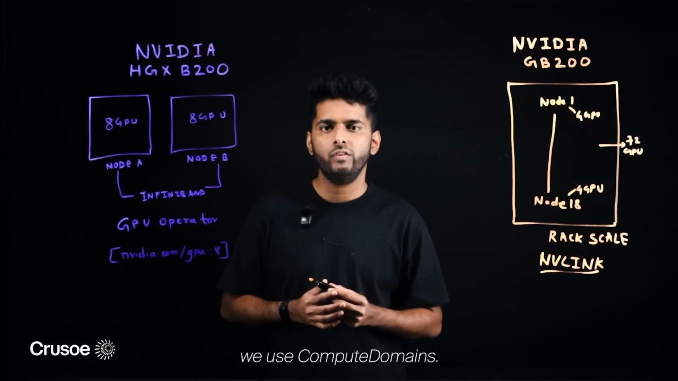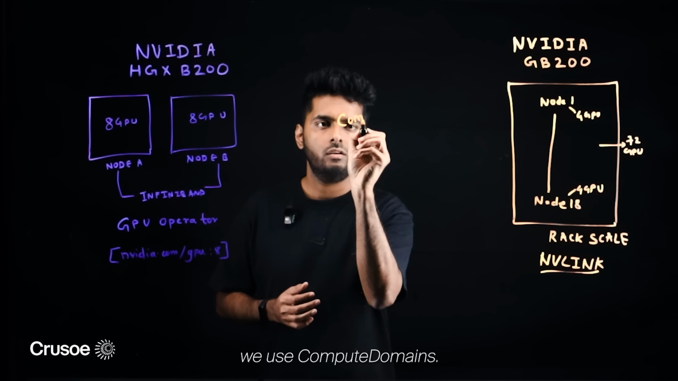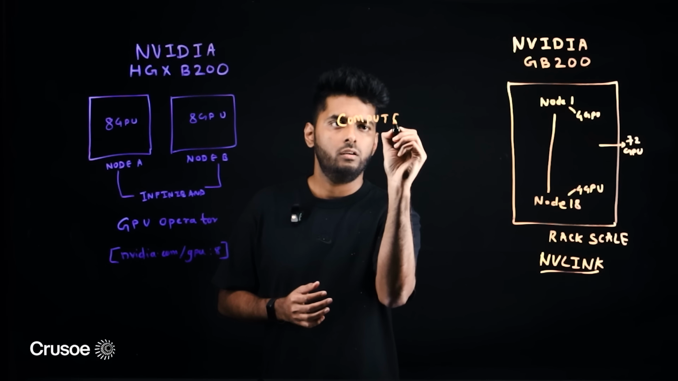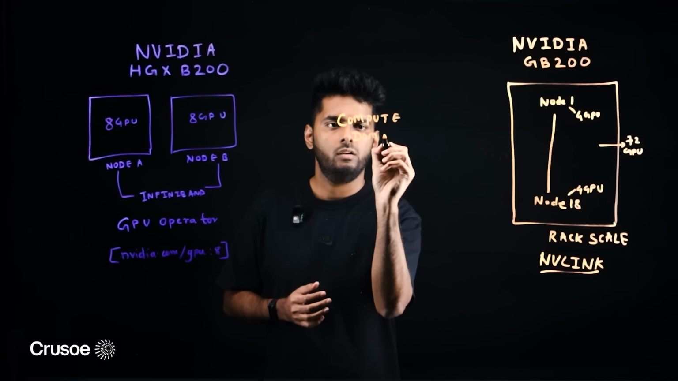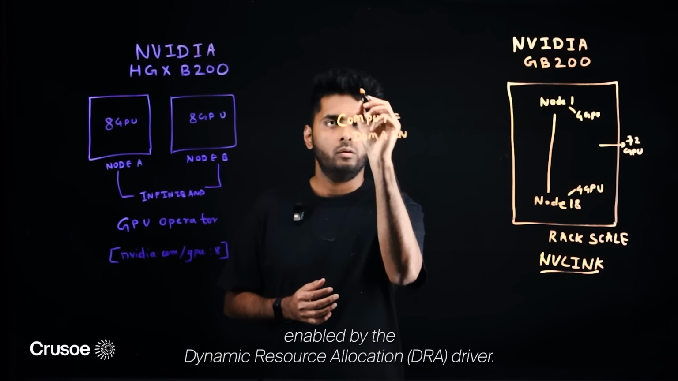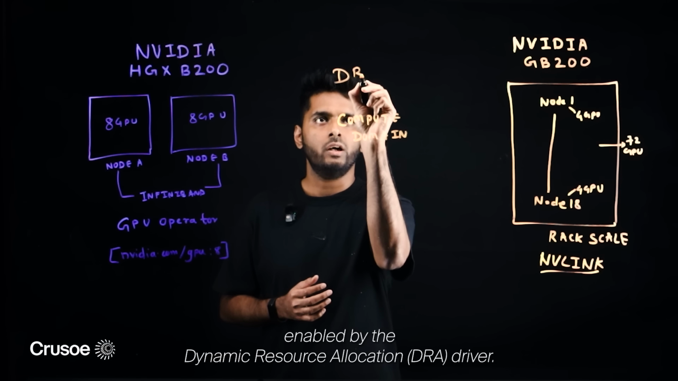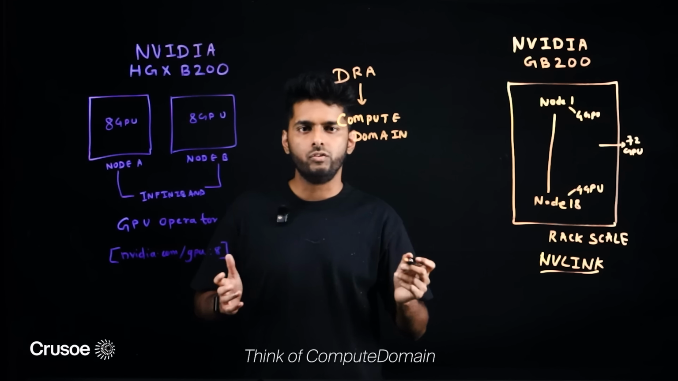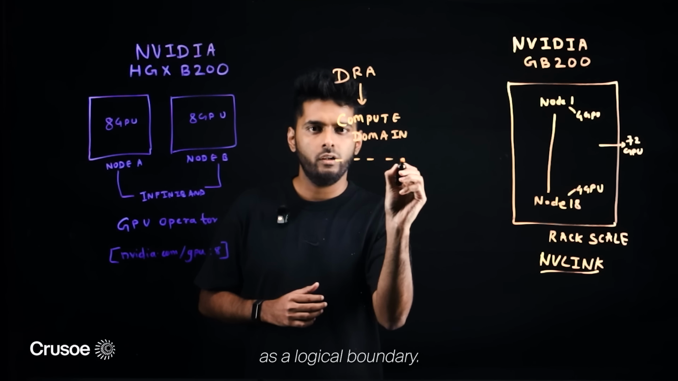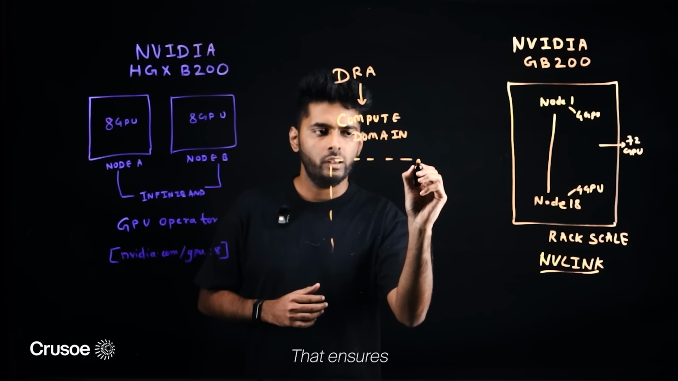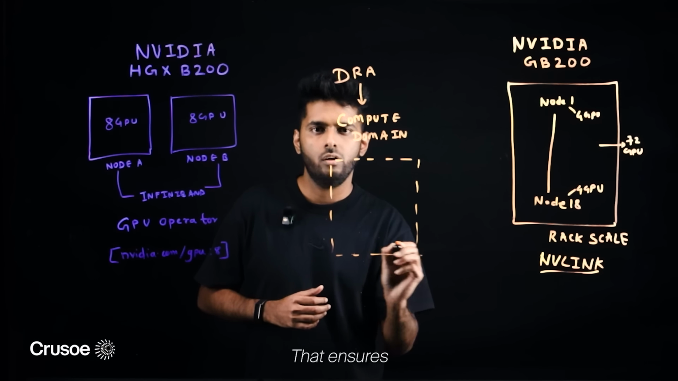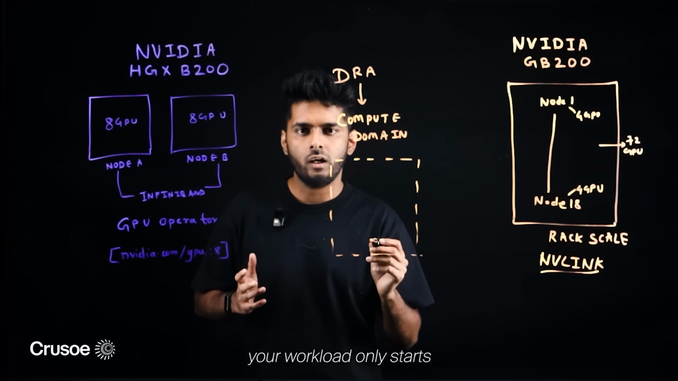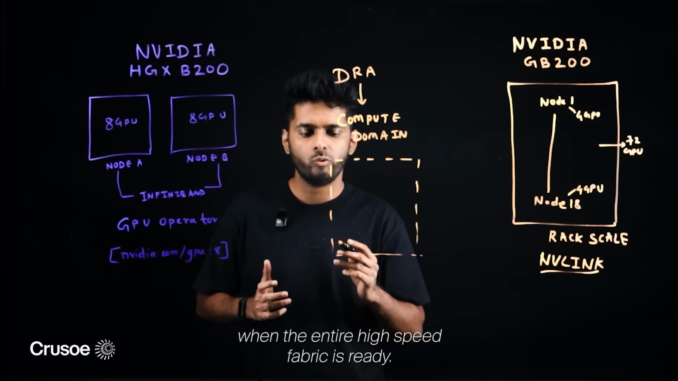To manage this, we use ComputeDomains enabled by the Dynamic Resource Allocation driver, also called DRA. Think of a compute domain as a logical boundary that ensures your workload only starts when the entire high-speed fabric is ready.